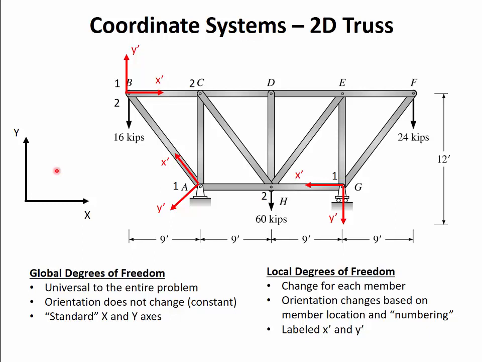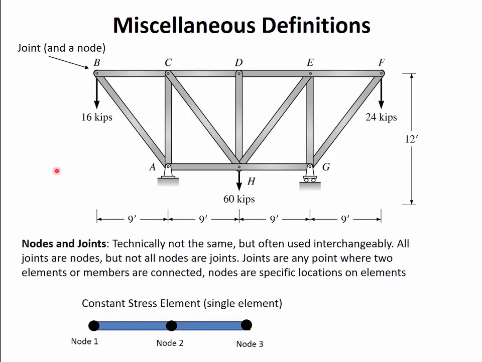Now another thing, I keep saying node and joint. I've probably even said member, maybe even element. You might not have any idea what I'm talking about. So let's define those. When we talk about a node and a joint, technically, if we go with the most technical definition, they're not the same, although we use them interchangeably. And there's a good reason for that.